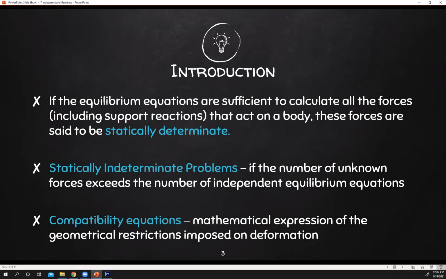Now we're going to start discussing statically indeterminate members or statically indeterminate problems. So here, if the number of unknown forces exceeds the number of independent equilibrium equations, you have a statically indeterminate member. So since we're missing equations, we're going to use compatibility equations. These are mathematical expressions of the geometrical restrictions imposed on deformation. So previously, we've been using equilibrium equations to solve, right? Now we're going to add compatibility equations. They give an additional equation in order to complete our solution, right?